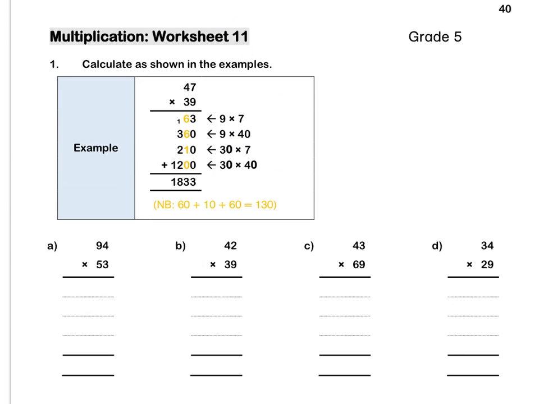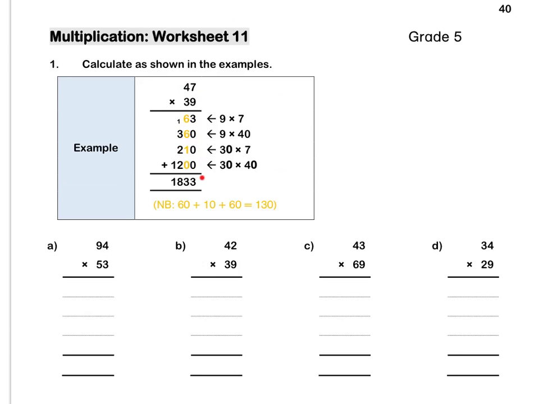Worksheet 11. This is only suitable for grade 5 in term 1. We have 47 times 39. 9 times 7 is 63. 9 times 40 is 360. We are going to move on to the 30. 30 times 7 is 210. And lastly, 30 times 40, as written there, is 1,200.